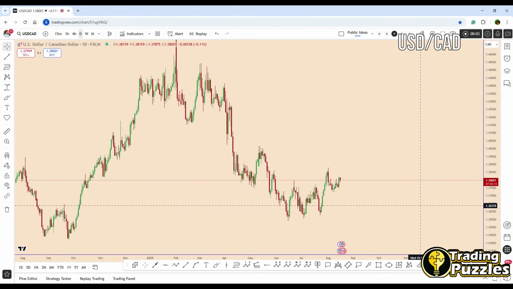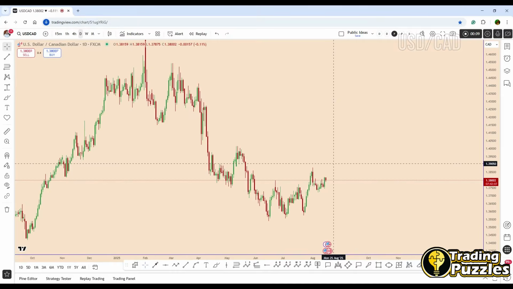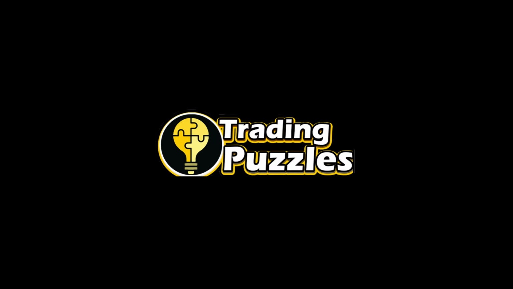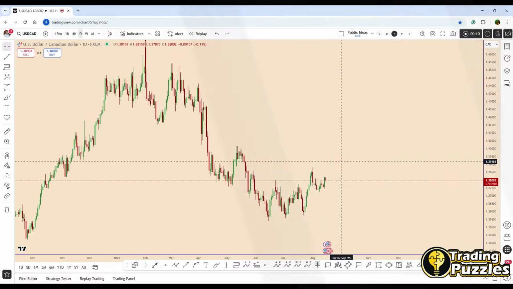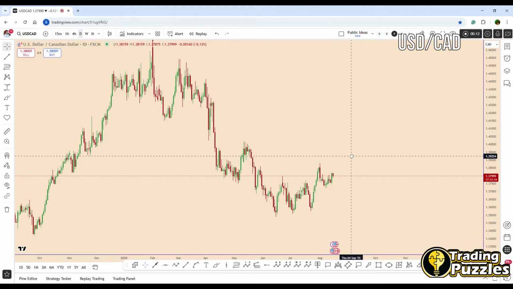Today I will share with you a wonderful setup that I found on USD Canadian dollar on the daily chart. I'm talking about a triple bottom pattern. The triple bottom pattern is a reversal pattern formed by three consecutive lows that are nearly at the same level.